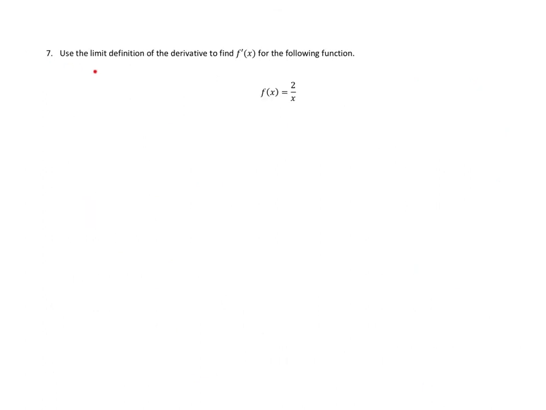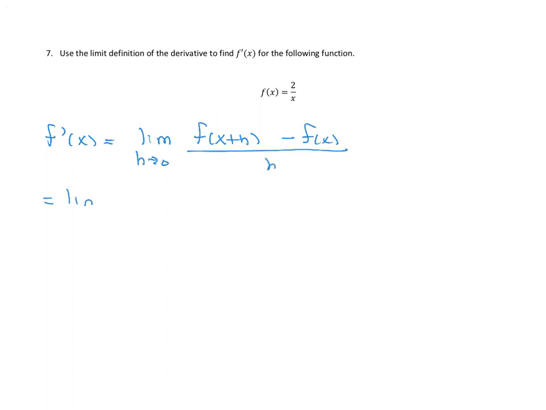In question 7, let's use the limit definition of the derivative to find f prime of x for this function. The way this will work is, I want to find f prime of x, and this is the limit as h goes to 0 of f of x plus h minus f of x all over h. That's equal to the limit as h goes to 0 of, the function is 2 over x, so we have 2 over x plus h, then minus 2 over x, the function itself, all divided by h.